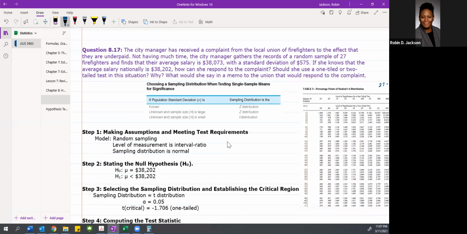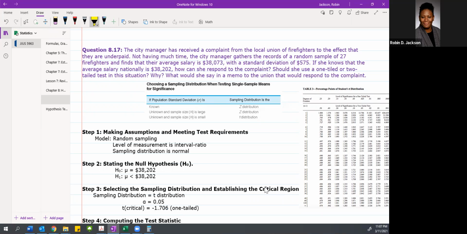All right, so this is going to be the last example. There we go. Okay, so this is going to be our last example. All right, so let's get the highlighter out.